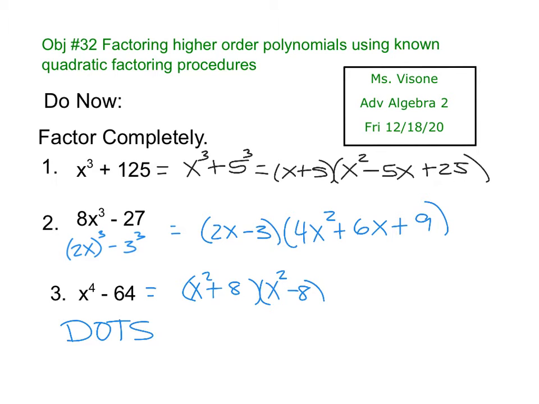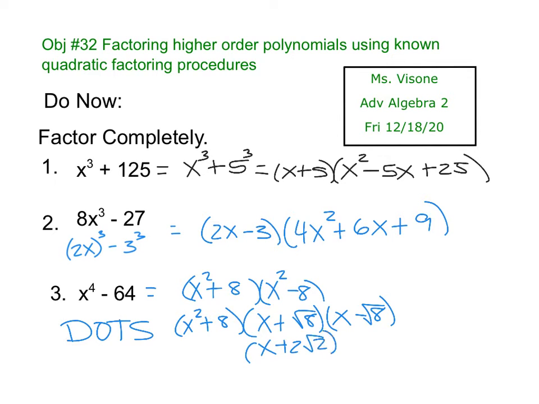Can we keep going? We don't normally, but you can. We can make this x squared plus 8, we're done with, right? What we can do is make that x plus root 8, x minus root 8, if we really wanted to. We could even make, which is actually x plus 2 root 2, x minus 2 root 2.